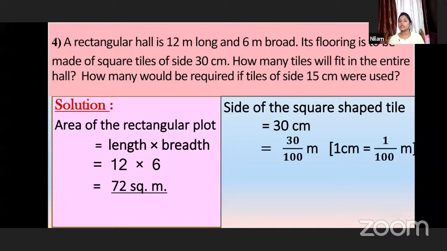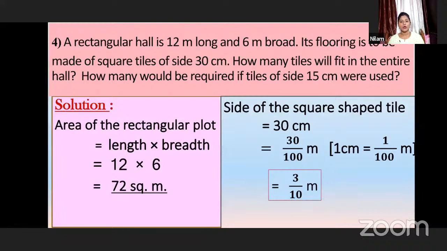So it is 30 centimeter. 1 centimeter is equal to 1 upon 100 meter. So we will convert 30 centimeter into meter. It will become 30 upon 100 meters. So the side of the square shaped tile will be 3 upon 10 meter. That means each side of the square tile will be 3 upon 10 meter.